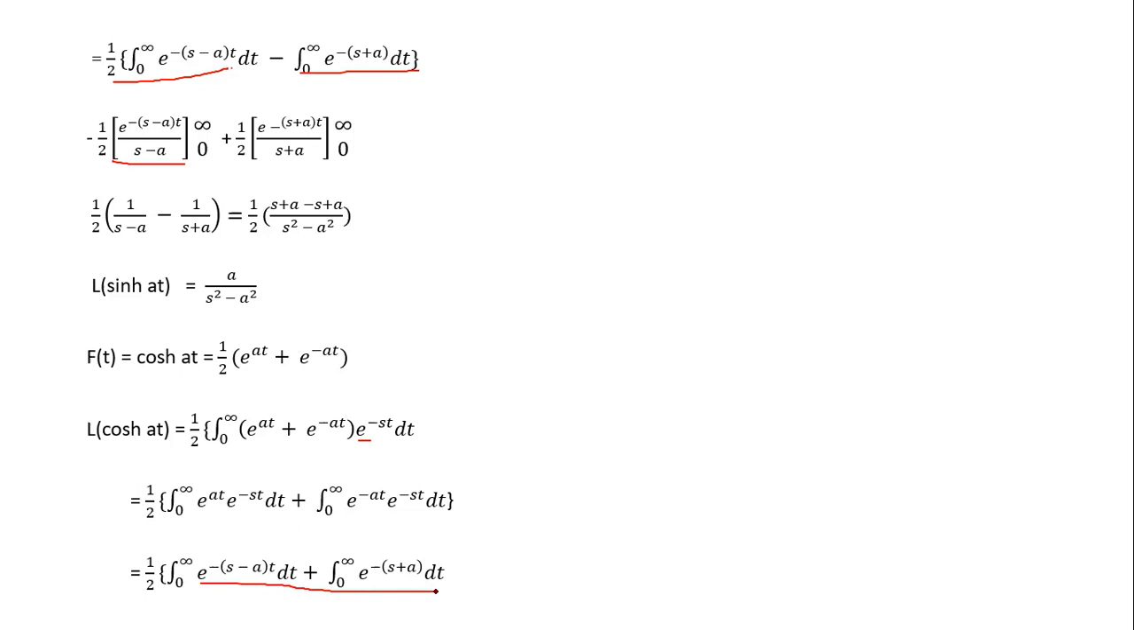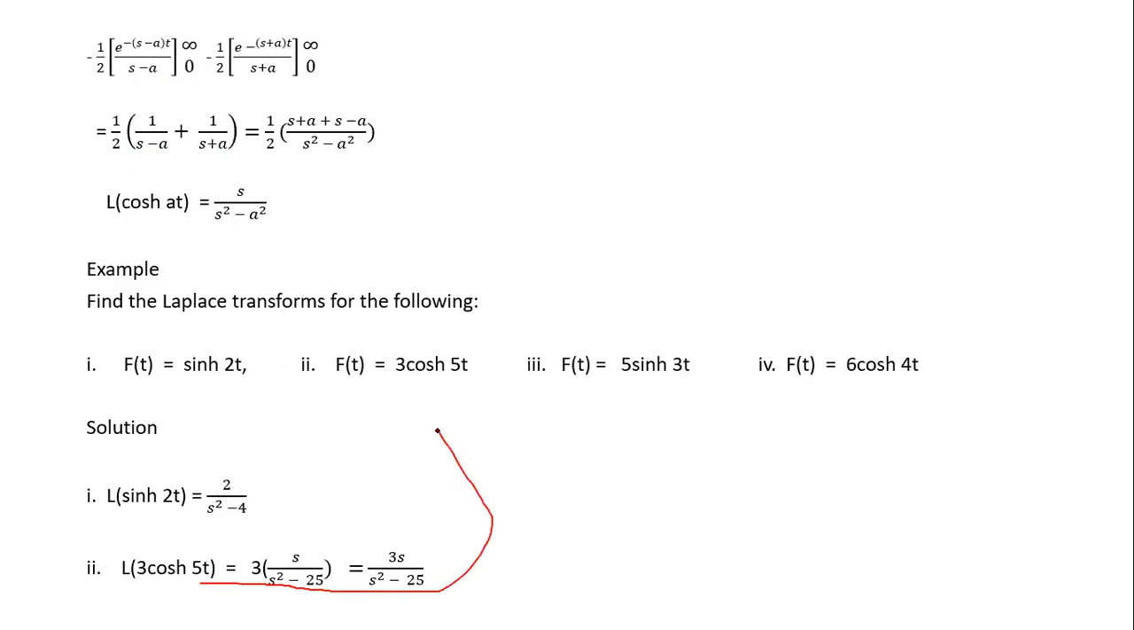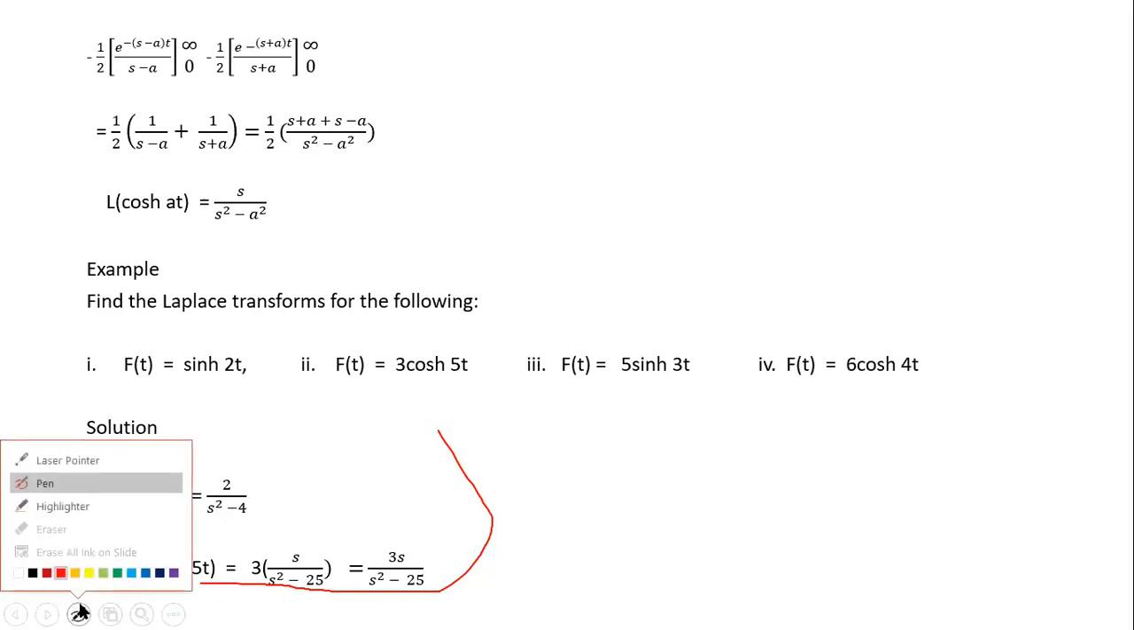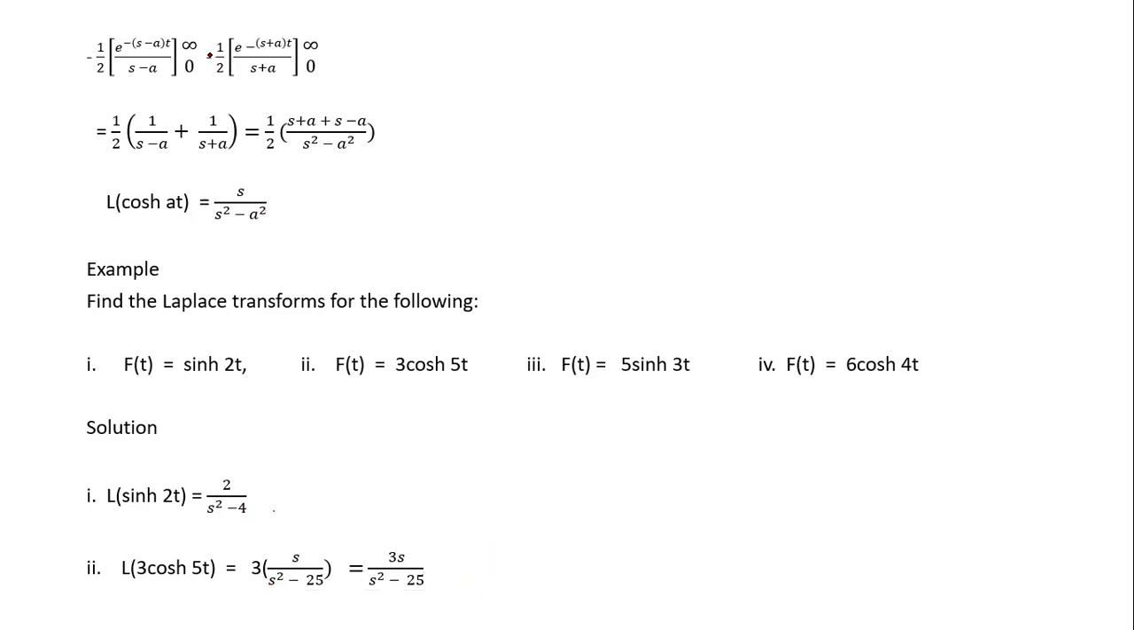So by integrating each integrand, we are now going to have negative half into bracket exponential negative into bracket s minus a of t over s minus a. You should know why. That the limits are from 0 to positive infinity. Now minus, if we take the second one too, we have negative half into bracket exponential negative into bracket s plus a of t over s plus a. And the limits are 0 to positive infinity.